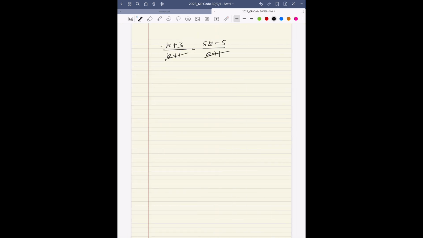Denominator is equal, cancel it. I generally move the negative numbers to the positive side, so I'm going to move minus k to the right and minus 5 to the left. So this becomes plus 5 over here, and 6k will remain in this place plus k. So you get 8 is equal to 7k, or k is equal to 8 by 7. Hence, ratio is 8 is to 7. That is your answer.